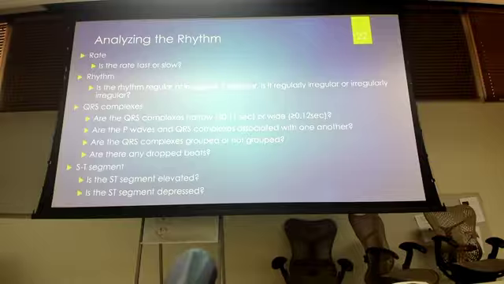Okay, are the QRS complexes grouped together? In other words, we have that dot, dot, dot, dot, dot, dot. Are they grouped, and then we have a space? Grouped, and then we have a space. Are there any dropped QRS complexes? Do I have a P wave, but no QRS complex after the P wave, and then I seem to have another P wave with the QRS complex? We've got to make sure that they're married together.